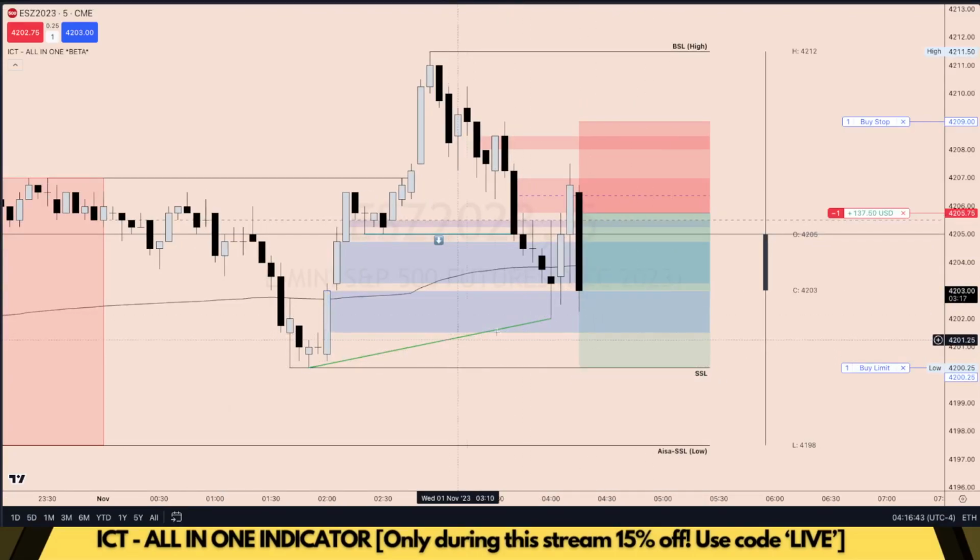Let's watch it on ES. Let's see if that SMT divergence remains. Oh.